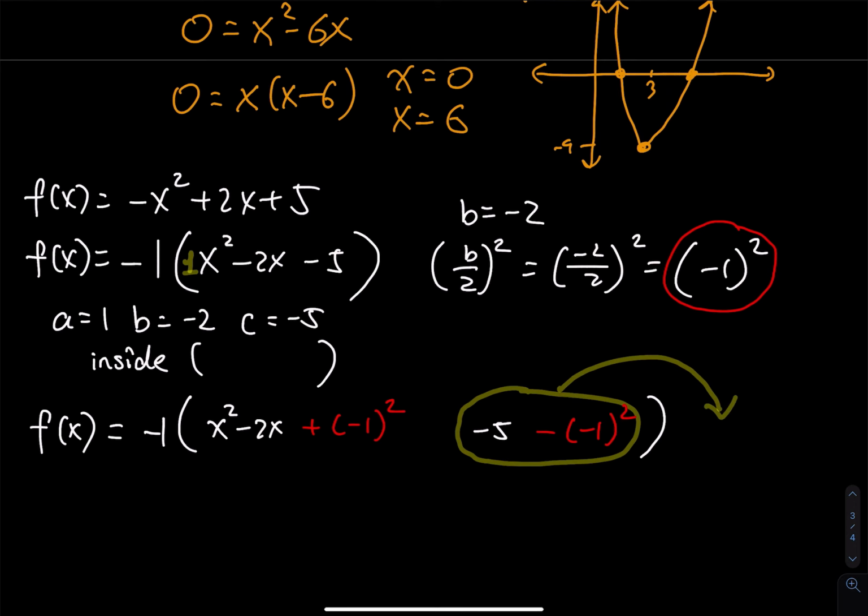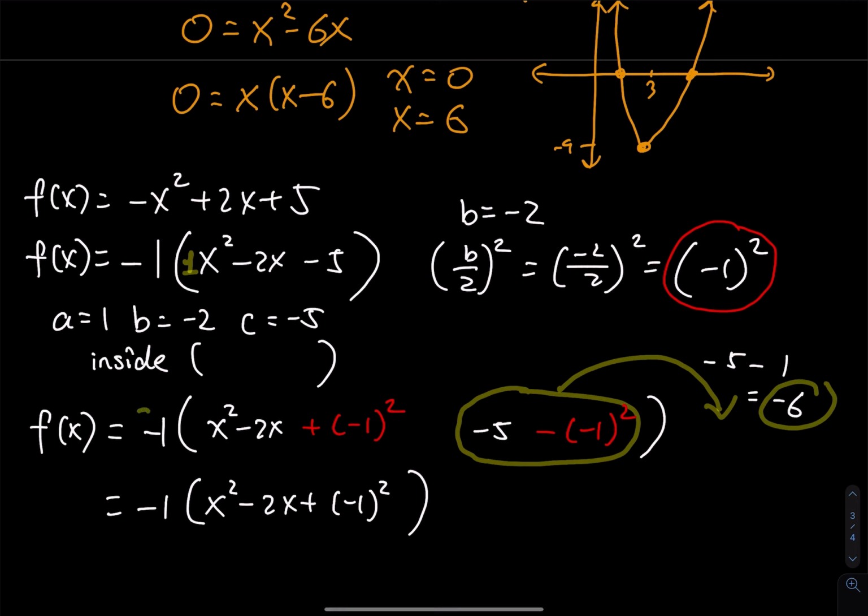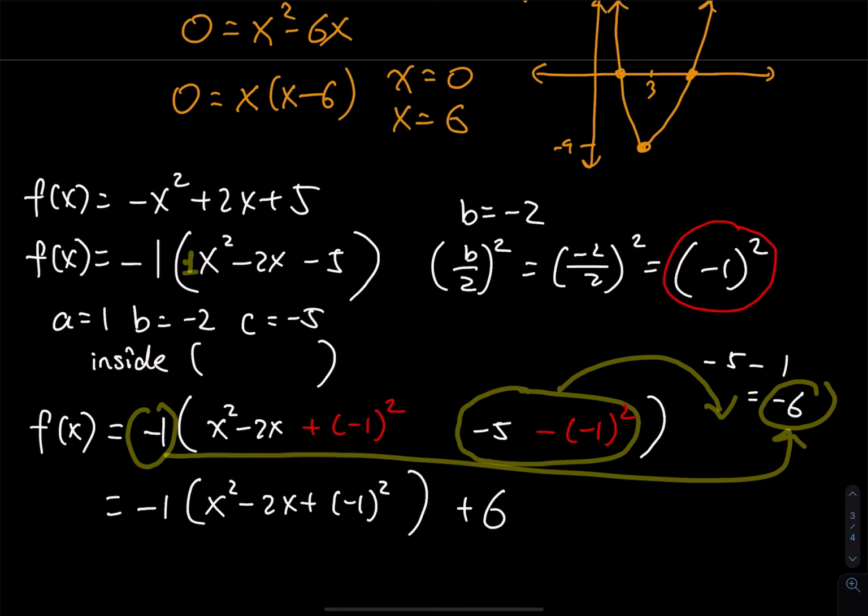All right. Let's write the next line. So the next line is negative 1 times x squared minus 2x plus negative 1 squared. And then what do you get outside of the parenthesis? So this is supposed to be negative 5 minus 1, right? Which equals negative 6. So you're supposed to take a negative 6 out. But don't forget that this negative 6 has to multiply the negative 1. So instead of writing negative 6 outside, you have to write a positive 6, because as you take it out, you have to distribute first.